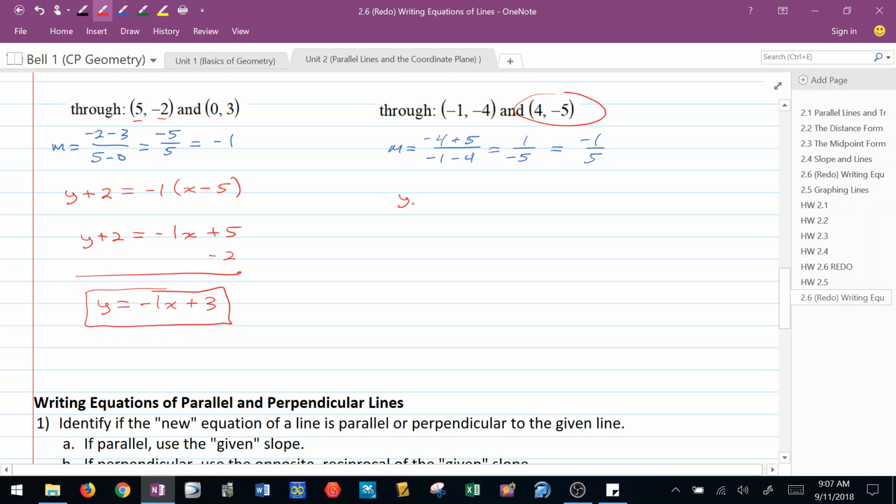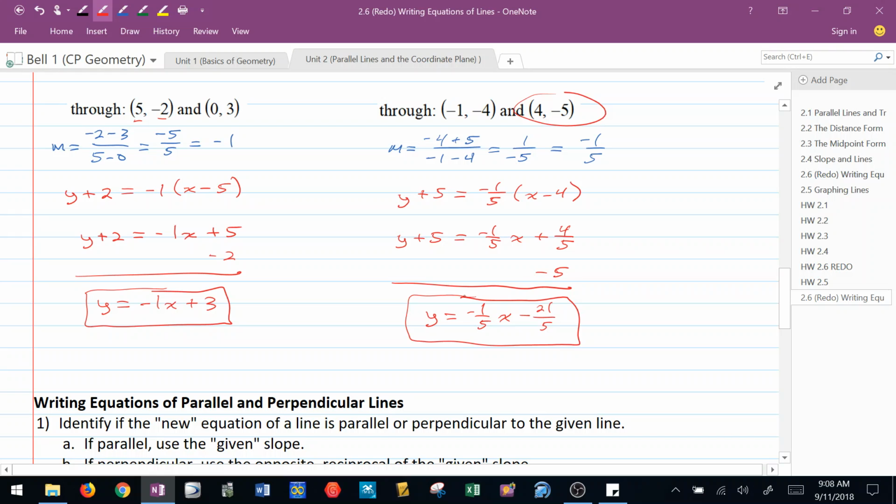So let's see here. We've got y minus negative 5, which would be y plus 5, equals negative 1/5 times x minus 4. Distribute: y plus 5 equals negative 1/5 x plus 4/5. I've got to subtract this 5. So that leaves me with y equals negative 1/5 x, and then 4/5 minus 5 would be negative 21/5. All right?